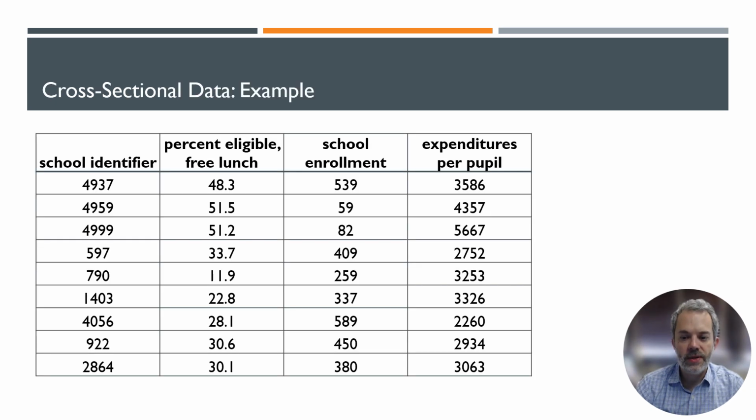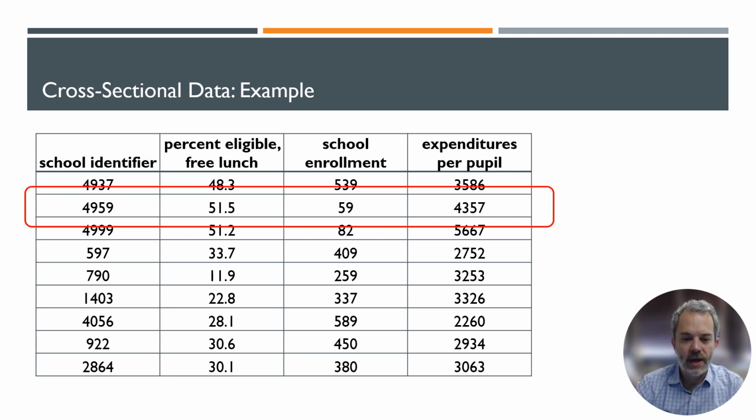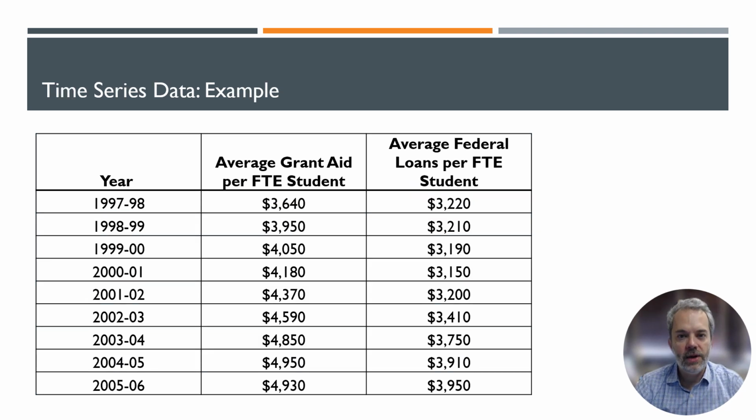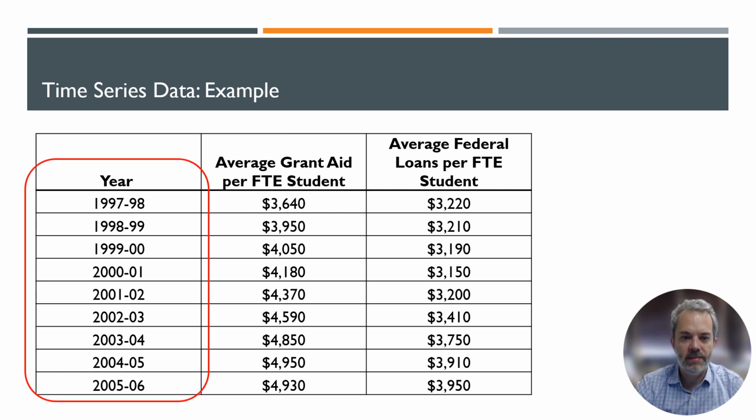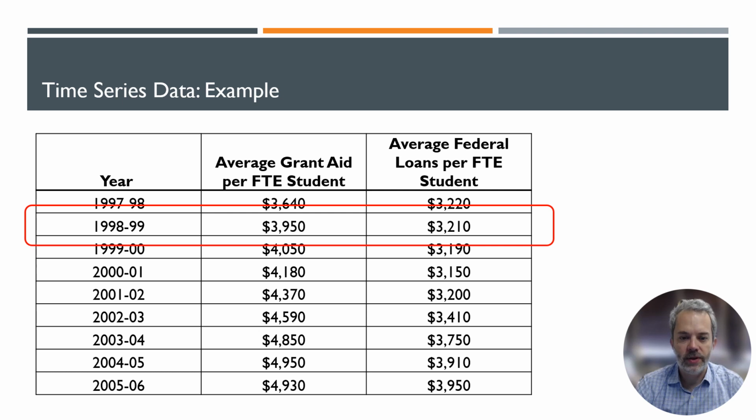This is an example of cross-sectional data. We have an identifier for each unit, and then data relevant to each unit. Here's an example of time series data. These data are essentially the opposite of cross-sectional data. We have an indicator for time, and then data for each point in time.